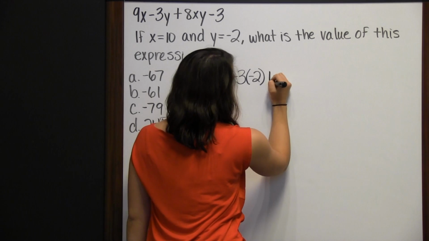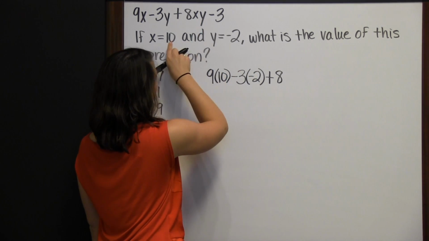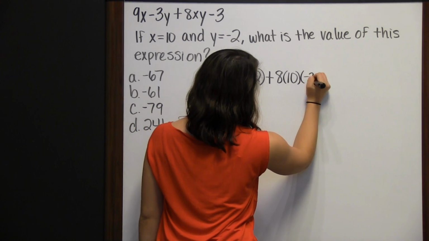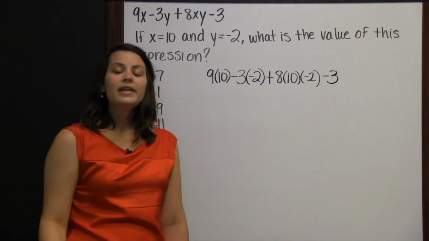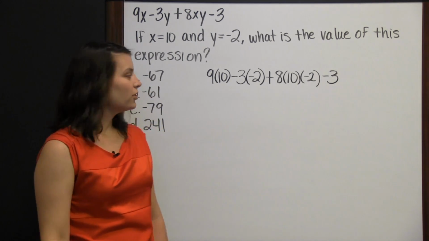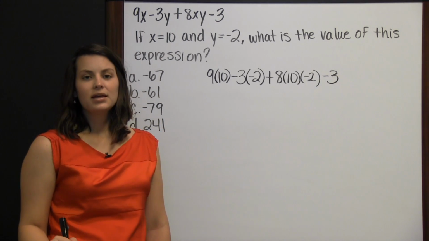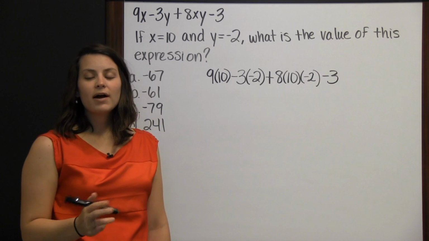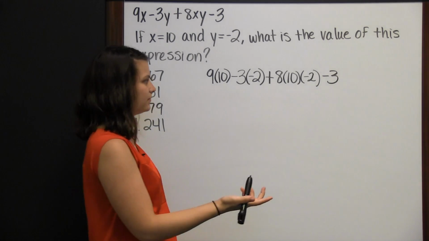Plus 8 times x times y, so times 10 times -2. Minus 3. Now, we need to follow our order of operations. First would be grouping symbols, but in this case there aren't any. Next would be exponents, and again we don't have any. So after that is multiplication and division, working from left to right.